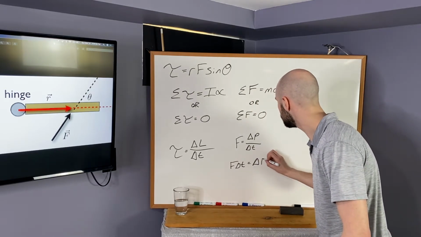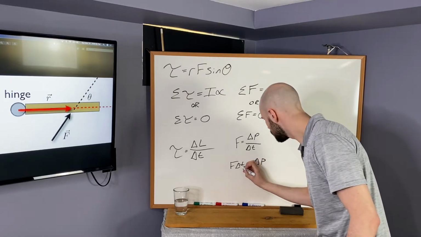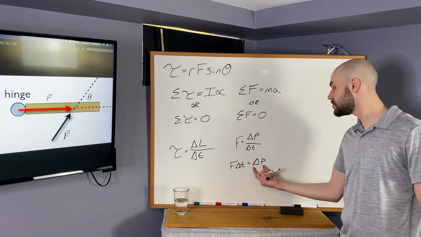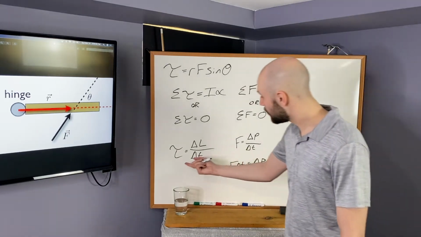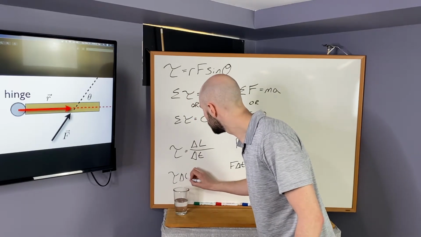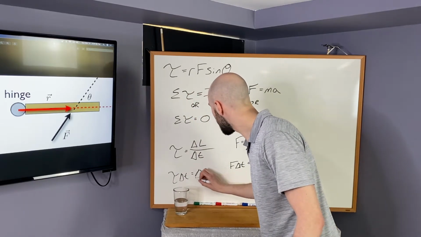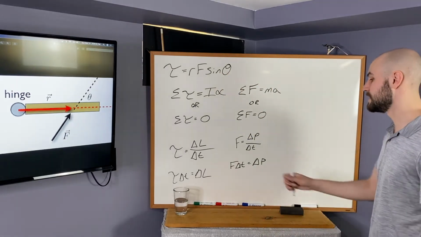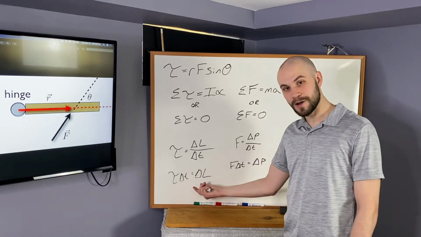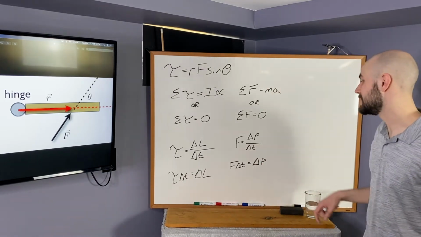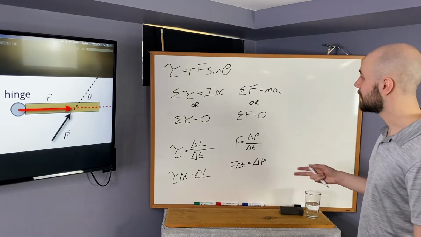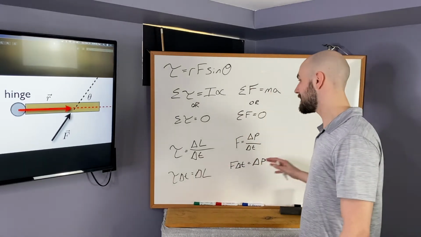Delta P. So force acting for a certain period of time will change the momentum of the object. And a torque acting for a certain amount of time will change the angular momentum of the object. So this is our angular impulse, changing the angular momentum, and there's our linear impulse, changing the linear momentum of the system. Okay, so that's enough of talking about things in the abstract.